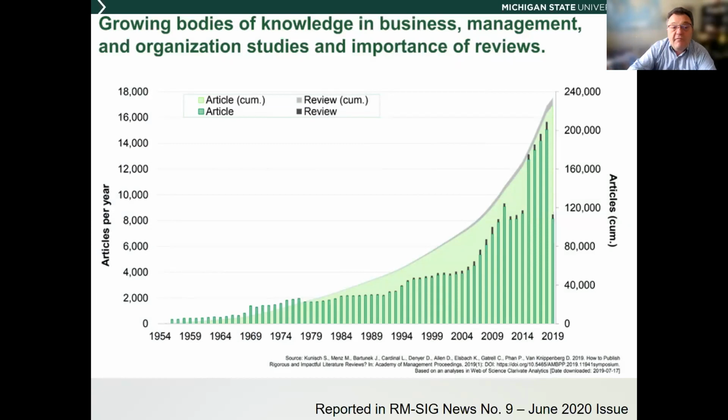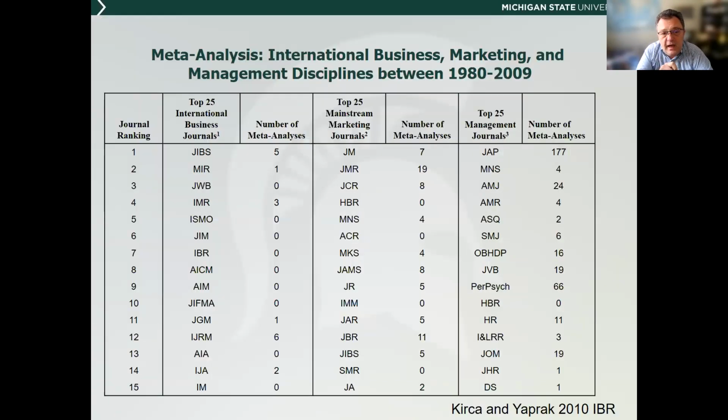Articles are published every year in business, management, and organization studies. This one gives us an idea about the number of meta-analyses published in international business, marketing, and management disciplines between 1980 and 2009. That's from our paper published in the International Business Review in 2010. As you can see, IB journals have been underrepresented in this population. Management and then marketing, as of 2009, were the leading fields that published meta-analysis.